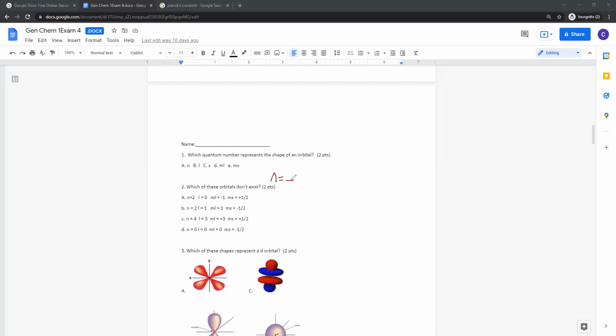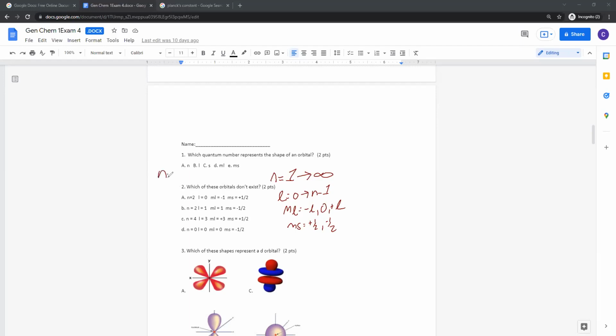N can be equal to 1 to infinity: 1, 2, 3, 4, 5, all the way to infinity. L can equal 0 all the way to n minus 1. M sub L is equal to minus L to plus L, including 0. So minus L, 0, to plus L. This is the range. M sub S only ever has two values: plus 1/2, minus 1/2.